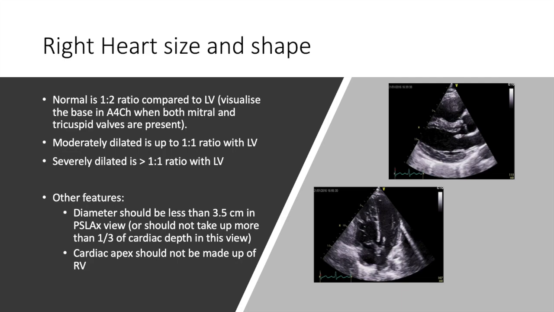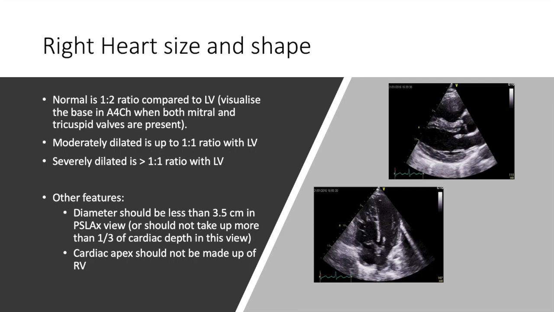If it dilates up to being around the same size as the left ventricle, that's moderately dilated. If it's greater than this, it's described as severely dilated. Obviously, there's some caveats to that. If the left ventricle is severely dilated, then the right ventricle being the same size as the left ventricle would also imply it's severely dilated. So you just got to use your common sense. But that's a general rule of thumb.